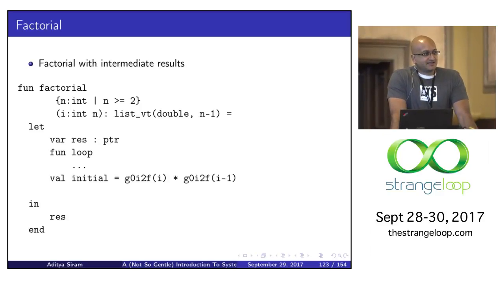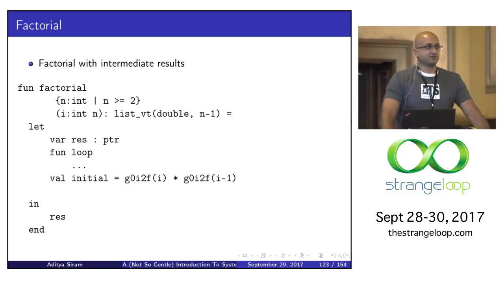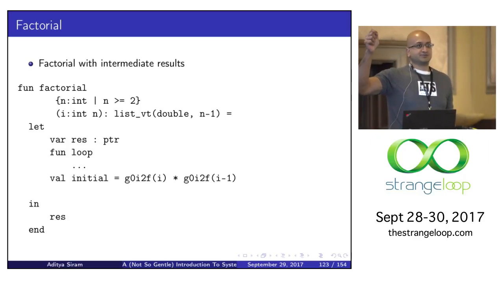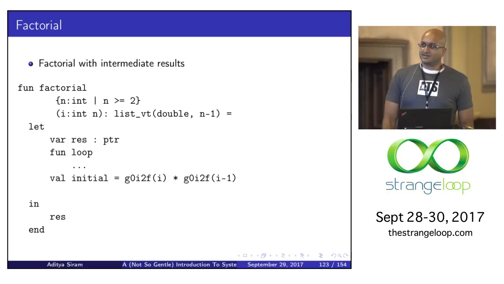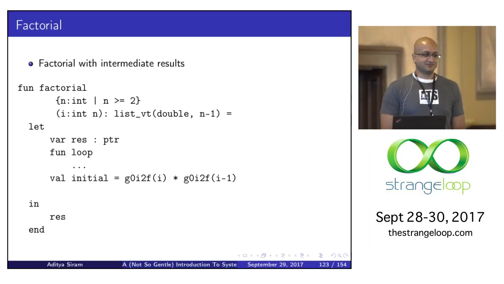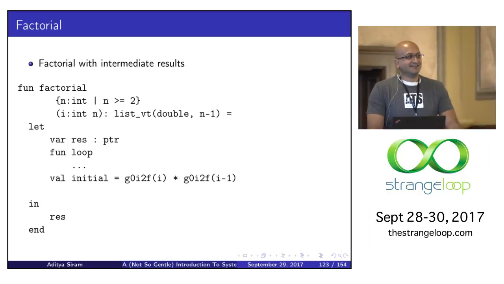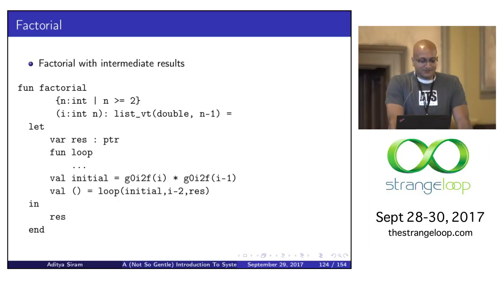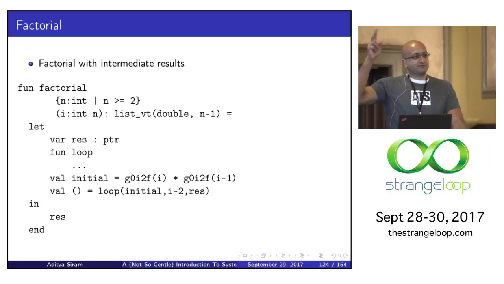Because we're initializing it with the product of the first and second thing. So if it was factorial 10, the loop is going to be initialized with 10 times 9. So like that g0int2float is the method name for coerce an integer to a float. I'm sorry. And so we kick off the loop with that initial thing, and then we go i minus 2 because we've already accounted for the first two things, and then we pass in a reference to that stack pointer.